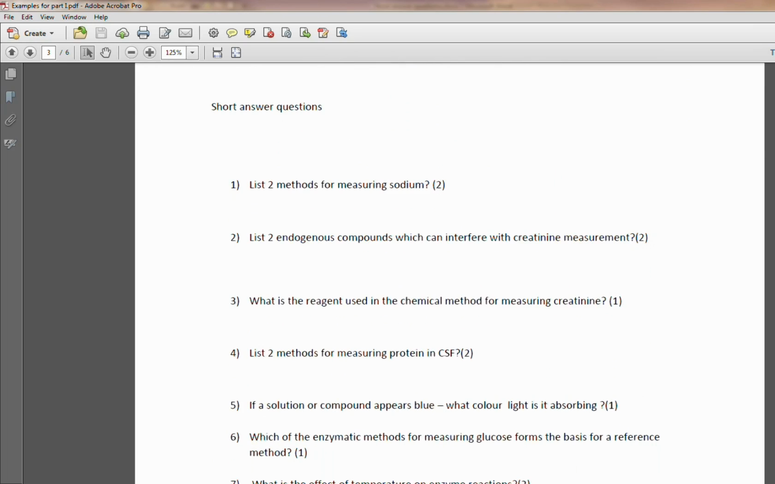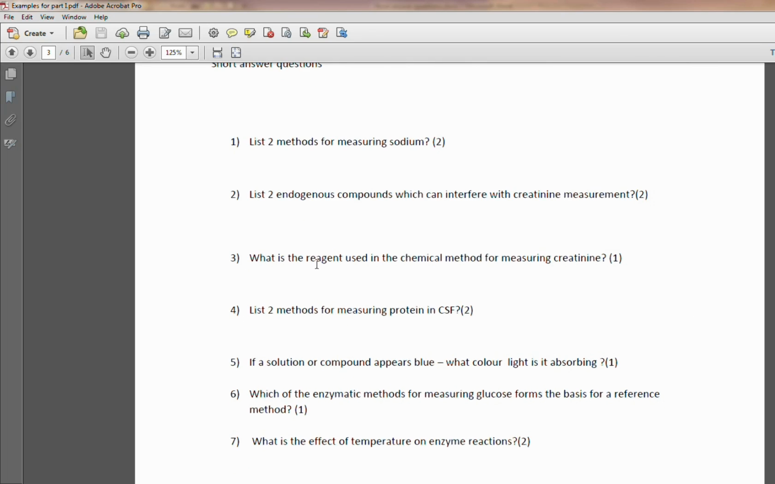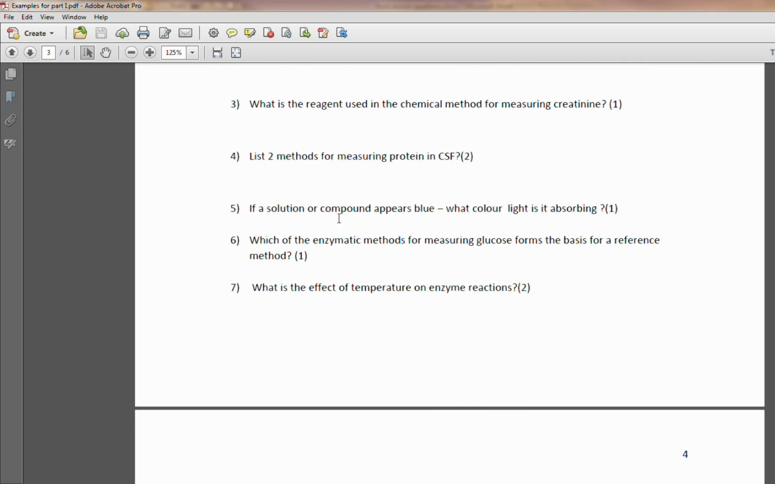Now, more examples of short answer questions. List 2 methods for measuring sodium. So a very specific answer. You just need 2 answers, 2 things that you need to list down. List 2 endogenous compounds which can interfere with creatinine measurement. What is the reagent used in the chemical method for measuring creatinine? List 2 methods for measuring protein in CSF. If a solution of compound appears blue, what color light is it absorbing?